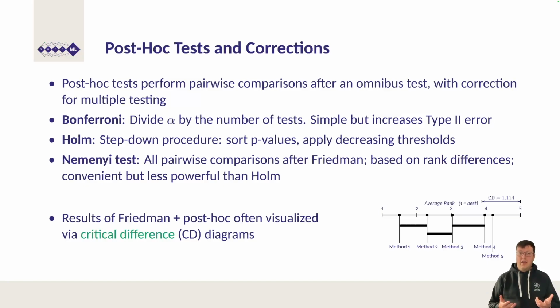Finally, the Nemenyi test is specifically designed as a post-hoc procedure after the Friedman test. It compares all pairs of configurations based on their mean rank differences and is convenient because it integrates naturally with critical difference diagrams, which you can also see here on this slide. However, it is also less powerful than Holm in general. The choice among these procedures depends on the number of comparisons and how conservatively you want to control errors. As a practical default, Friedman followed by Holm-corrected Wilcoxon tests is a robust and reasonably powerful combination.